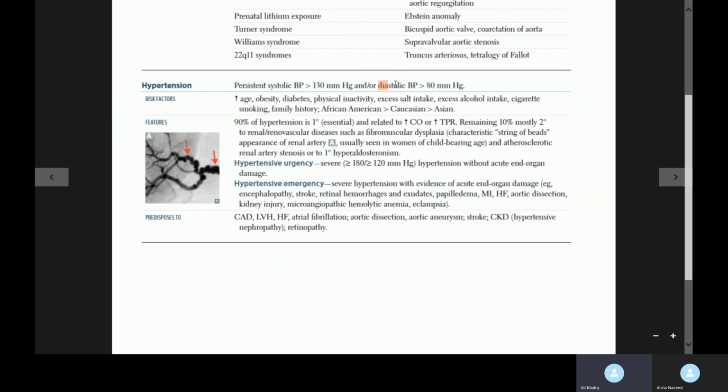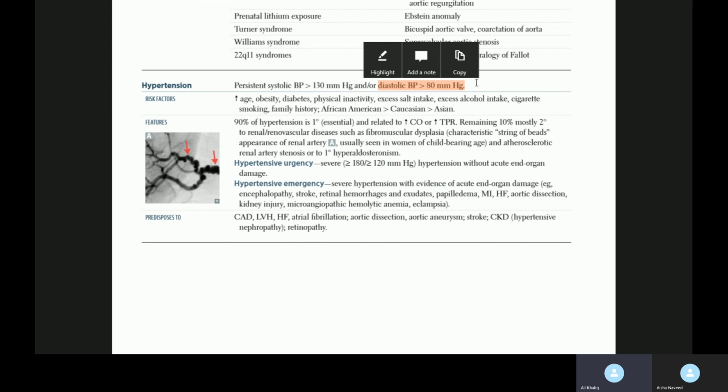If the diastolic pressure goes up to more than 130, this is a very severe condition. It can kill the patient. It's a hypertensive crisis. But if it's less than 130, then this is just normal hypertension.